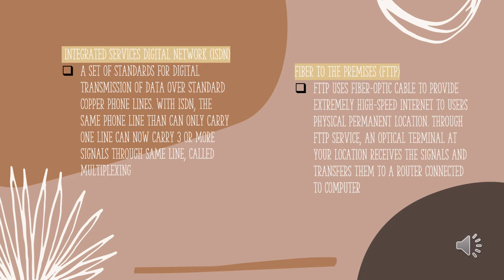Moving on, next is fiber to the premises, or FTTP. FTTP uses fiber optic cable to provide extremely high-speed internet to users' physical permanent location. Through FTTP service, an optical terminal at your location receives the signals and transfers them to a router connected to a computer.